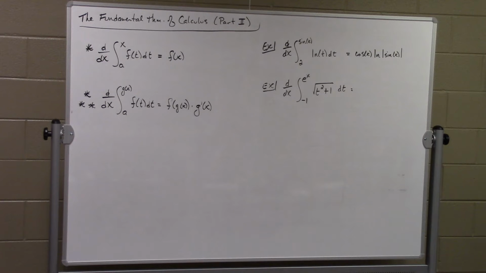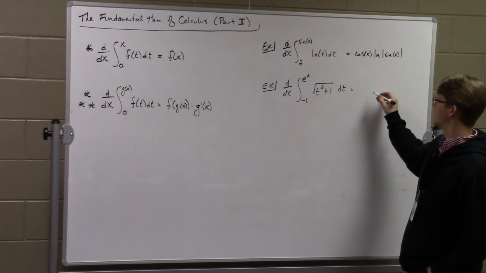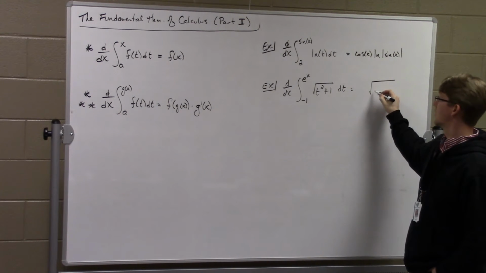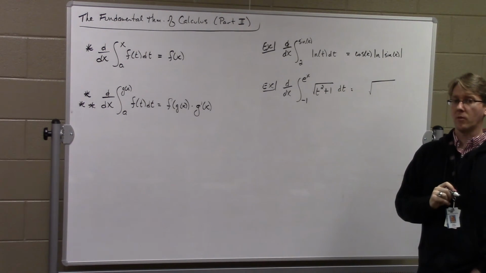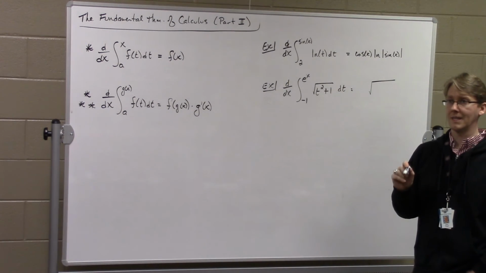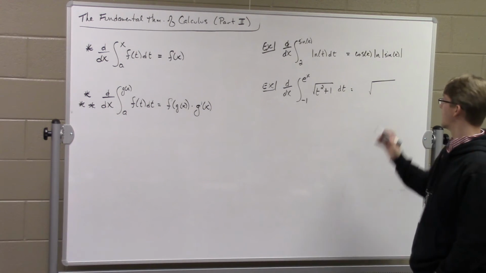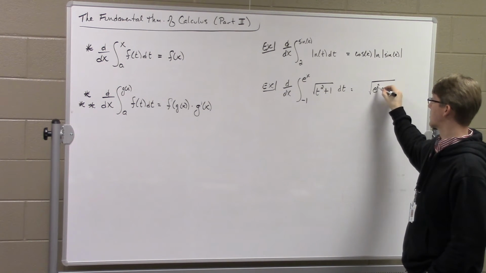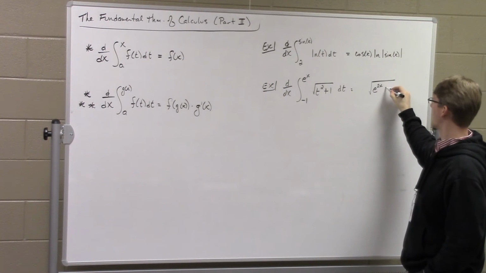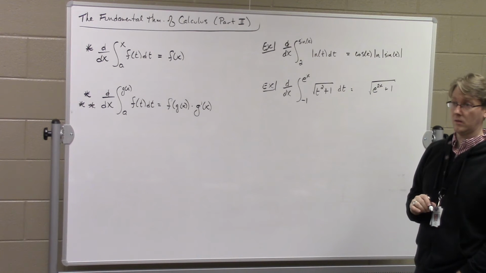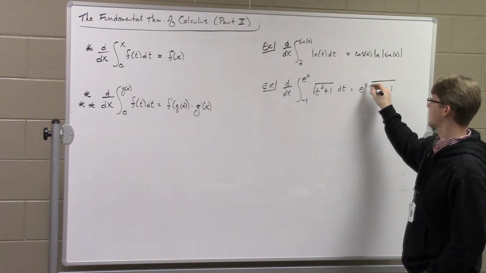d/dx of the integral from -1 to e to the x of square root of t squared plus 1 dt. Okay, so you do the square root of e to the x squared plus 1. Be careful where you pause it. There's a difference between e to the x squared and e to the 2x. I'm gonna write it as e to the 2x plus 1. Then take on e to the x. The derivative of e to the x is another e to the x.